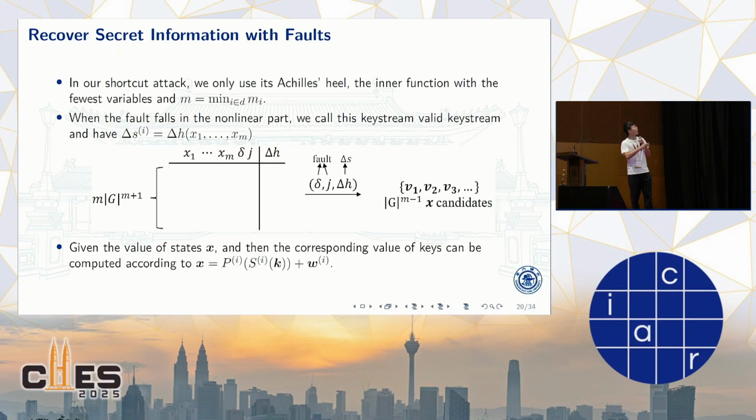With this equation and a pre-computed filter table, we can use the fault information and the output keystring difference to filter out a candidate set for the state element X. On average, the size of the candidate set will be the cardinality G to the power m minus 1. Then, given the value of X, we can calculate the corresponding value of key according to the GFP paradigm.